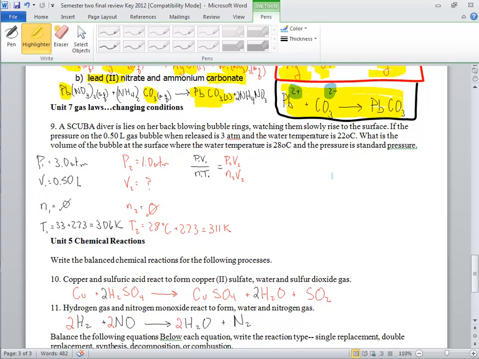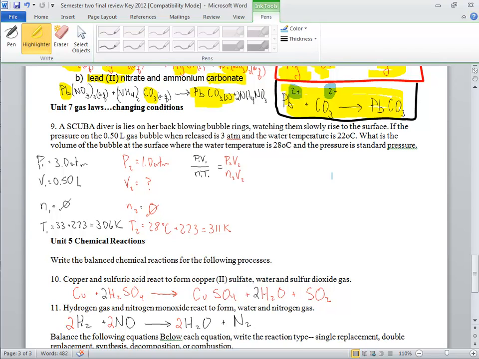Number 9 is back to some gas laws, and this is a special kind of gas law that we introduced called changing conditions. And we do this all the time, whether we're baking or scuba diving or driving and our tire pressure changes because the temperature changes. We make gases change conditions all the time. And in this case, the scuba diver is laying on their back in the water, deep, and they're blowing bubble rings. That's really cool if you've never seen it.